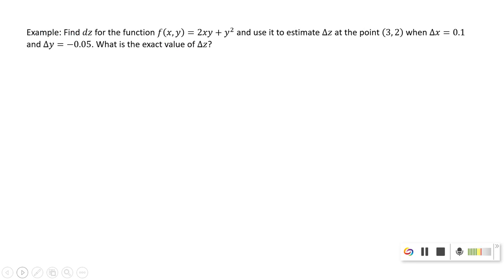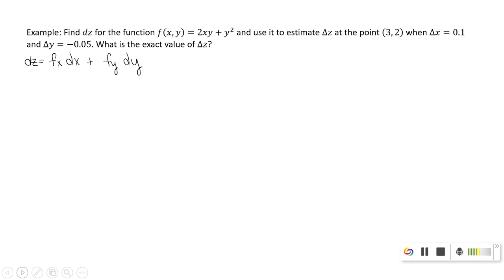So here's an example of a problem that involves a differential. It says find dz for the function f(x,y) equals 2xy plus y squared. And we're going to use it to estimate delta z, which is the actual change in z, at the point (3, 2), when delta x equals 0.1, and delta y equals negative 0.05. So that's the first thing we're going to do. We're going to compute our differential dz, and then we're going to compare it with the exact value of delta z.